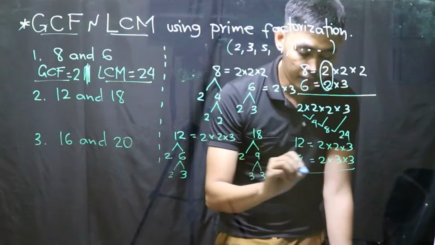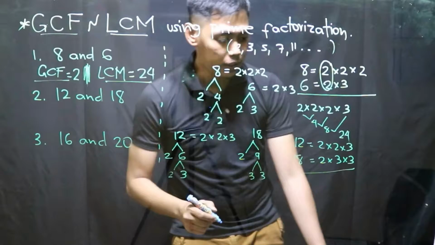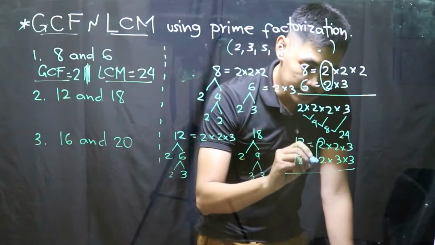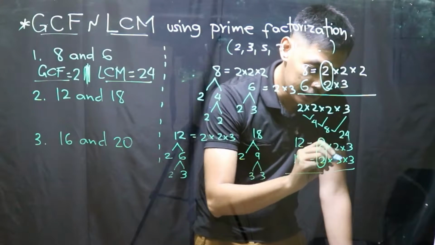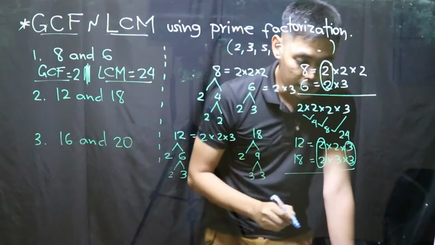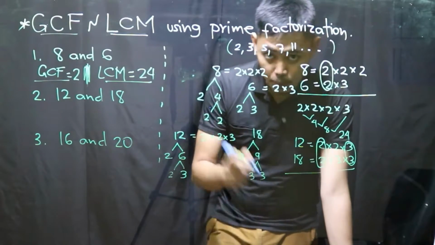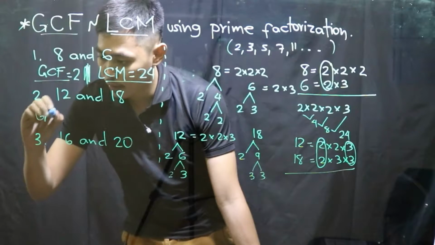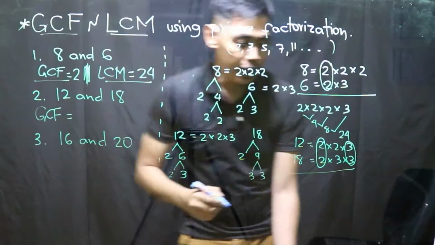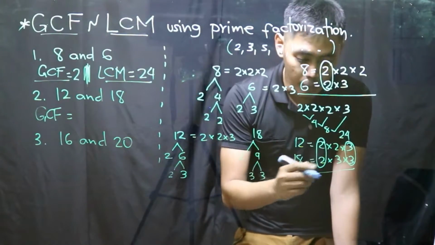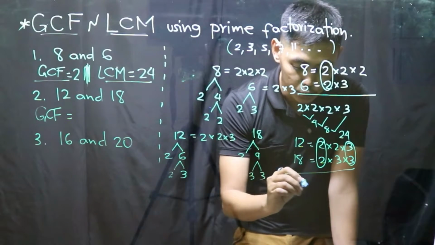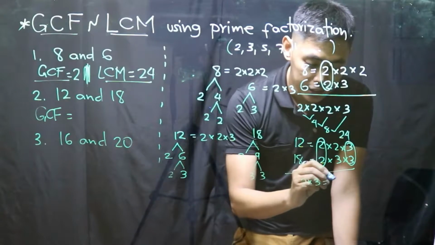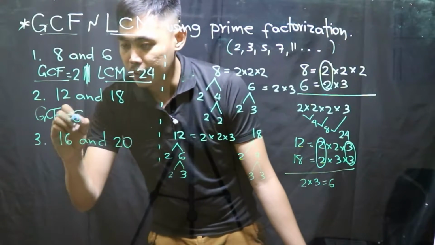So, what we will do next is pair the numbers that are the same. They both have 2, but they do not both have the other 2, and they are both 3 here. So, first, we will need to find the GCF. The GCF of 12 and 18, we take the numbers that are the same. The first common number is 2. The second common number is 3. So, you multiply the two. The answer is 6. So, the GCF here is 6.